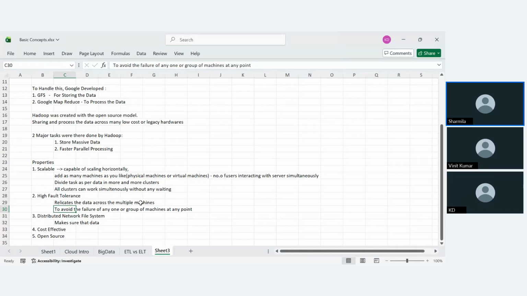Yeah, that I got it. It replicates the data across the multiple machines. Not relegate, sorry, it is replicates. Okay, that was a spelling mistake. Sorry for that. No problem.